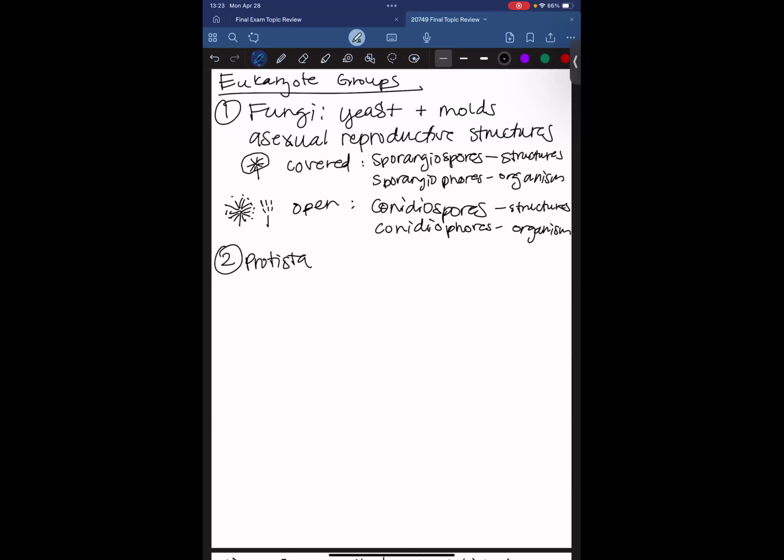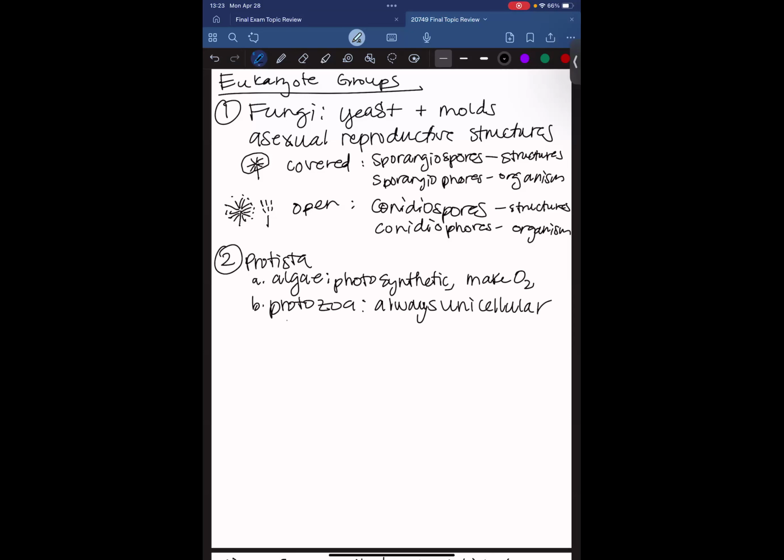The Protista kingdom included our algae. These guys are photosynthetic. They have chloroplasts. These guys are our primary producers of oxygen on the planet. And then we had our protozoa, always single cell. Always unicellular.